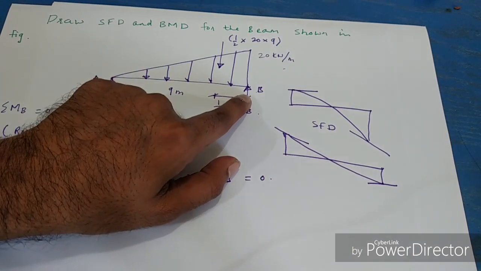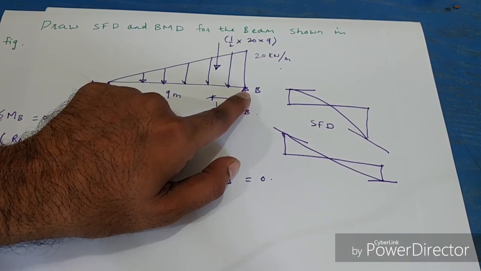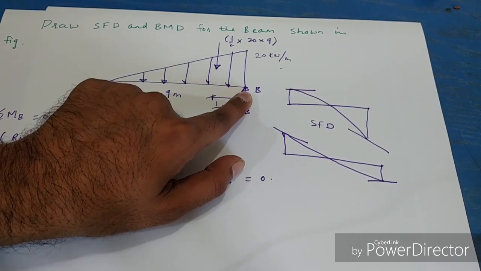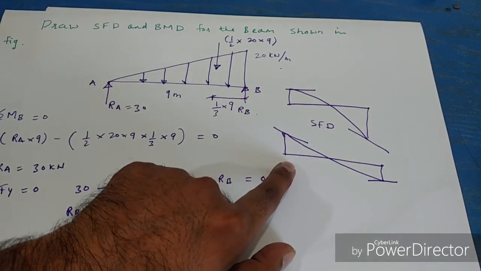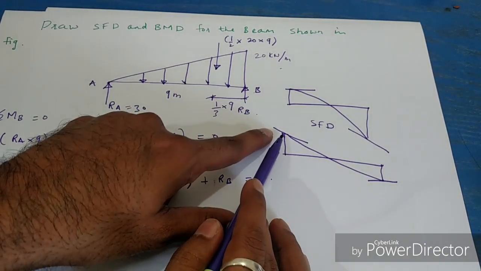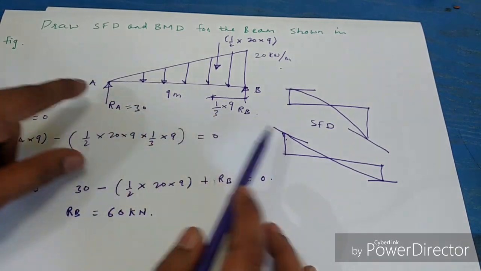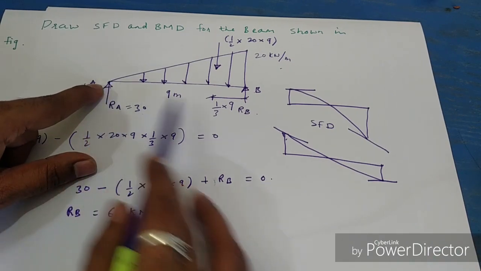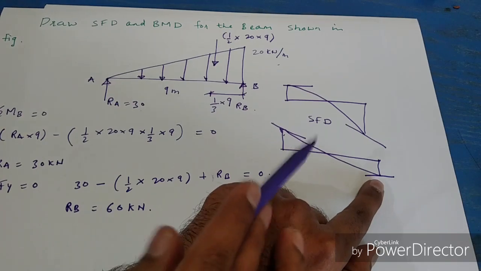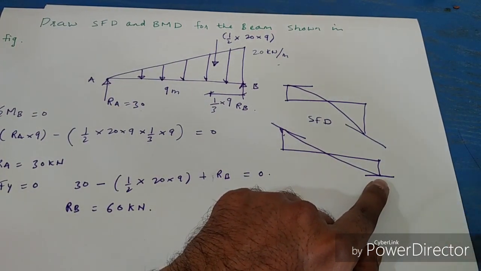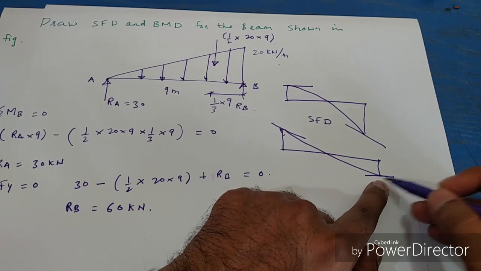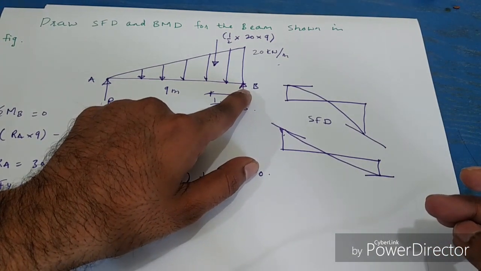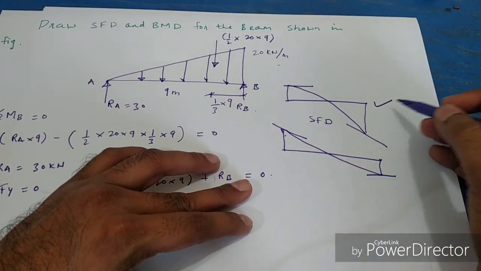And you see at B the intensity of load is very high, hence the slope of the shear force diagram will also be very high. So we cannot take this diagram. This diagram says that the slope at A is very high, but what we have seen is the slope at A is 0 because the intensity of the load is 0. And this diagram, which we cannot take, says that the slope at B is 0, but we have seen that the loading intensity at B is very high. So this diagram is right.